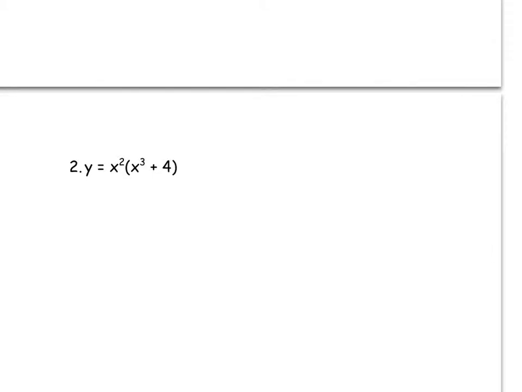Let's have a look at a couple more examples. So this question here, before we can tackle this question, we need to sort out this y equals x squared in brackets x cubed plus 4. We need to expand that bracket first. Now you should be alright with expanding, but x squared times x cubed, so that's x to the power of 5, and then 4 times x squared is plus 4x squared. So that's what our y is equal to.